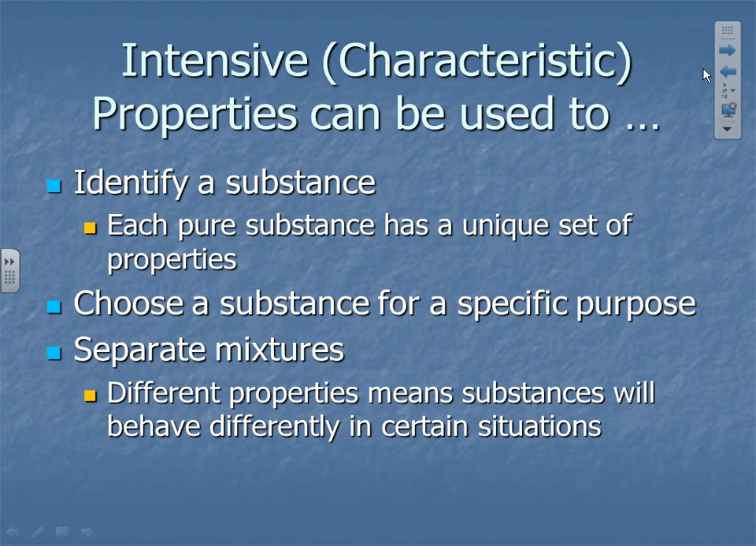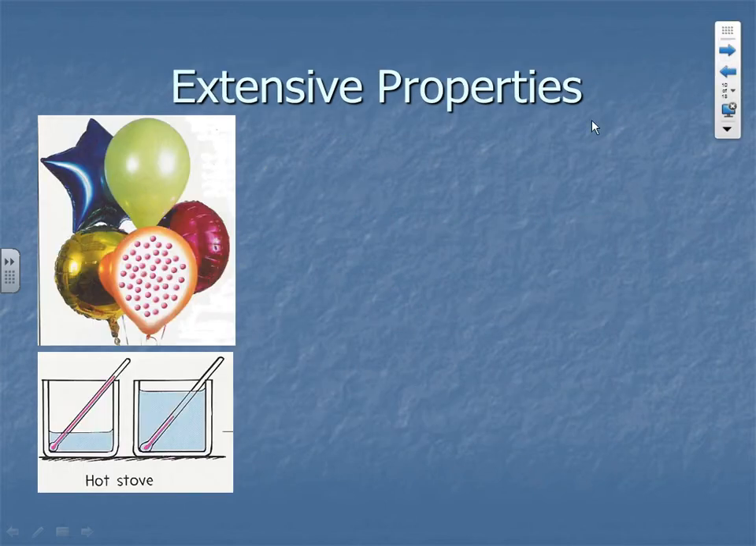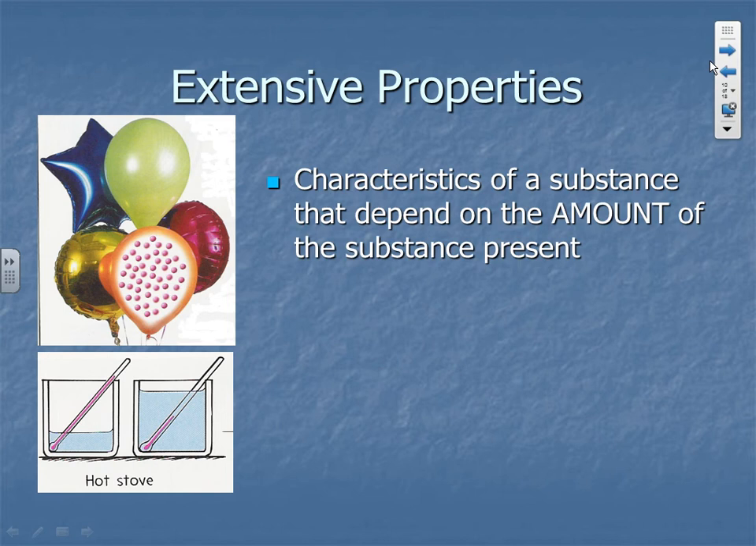The last part that we talk about in properties, up until this point we have talked about intensive or characteristic properties. But there are other things that we might want to know about a substance that don't necessarily relate to that specific substance. We refer to those as extensive properties. Extensive properties depend on how much of that substance is there.